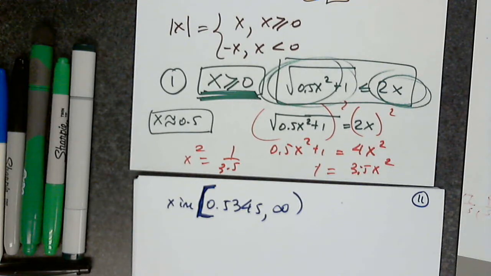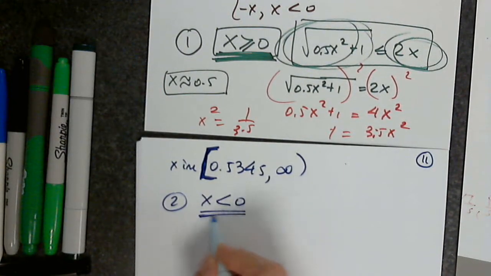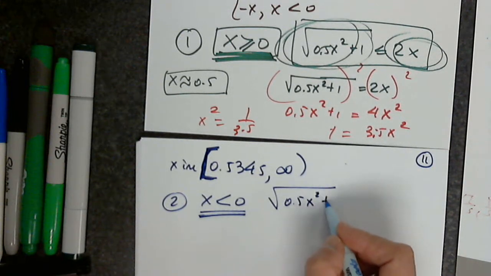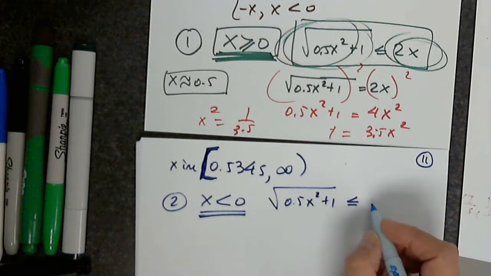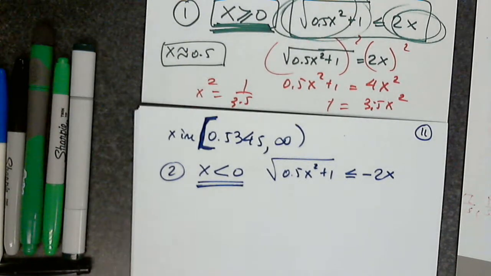We don't know. Okay, so then I have the second inequality to solve, which is when x is less than 0, I'm only looking at this. And then I have the square root of 0.5 x squared plus 1 less than or equal to negative 2x. Because now when x is less than 0, as we know from 2 weeks ago, the absolute value of x is replaced by negative x. Are you with me, everyone? Okay, perfect. So now I have to solve this inequality. So I'll go back to my calculator.